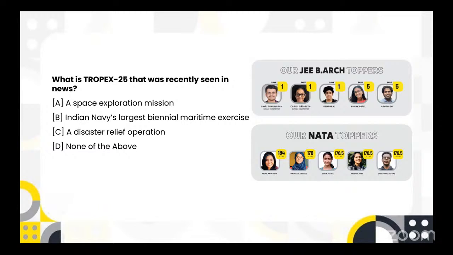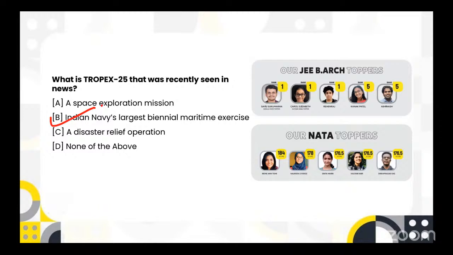This is the Indian Navy's largest biennial maritime exercise. This is led by the Indian Navy, but other forces are also there. For example, Army is there, even Air Force, and even Coast Guard is also there. But it's an initiative of the Indian Navy only. So, what is the purpose? To counter challenges in the Indian Ocean region. That is the purpose.